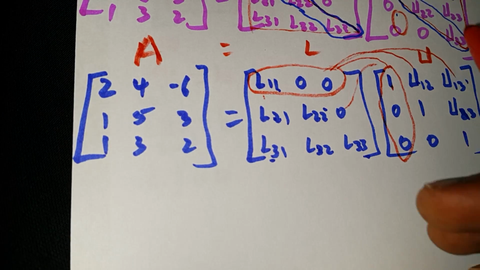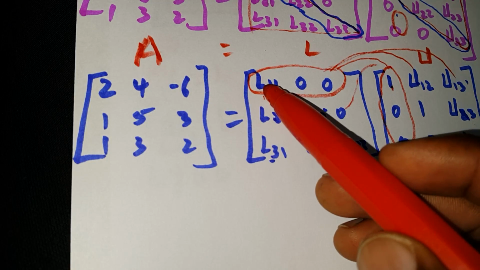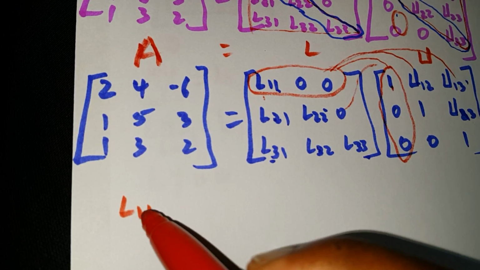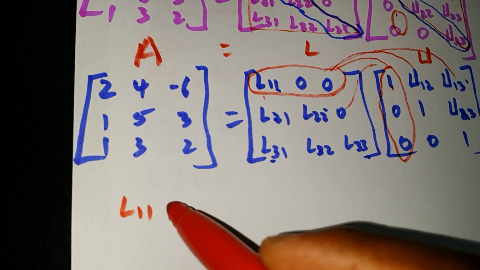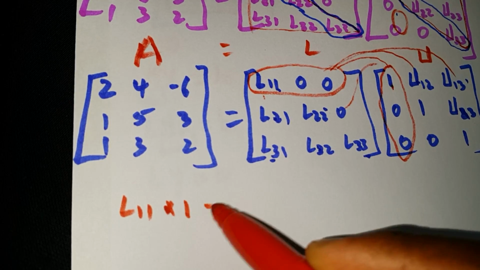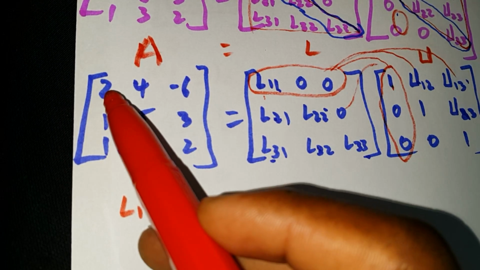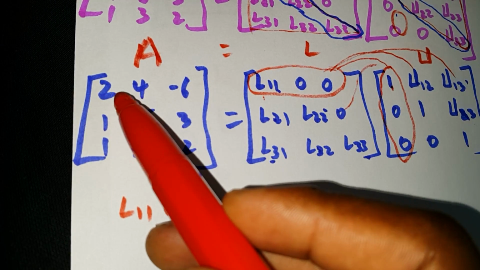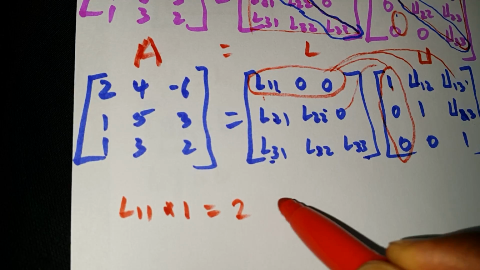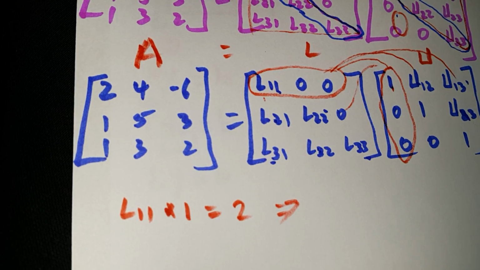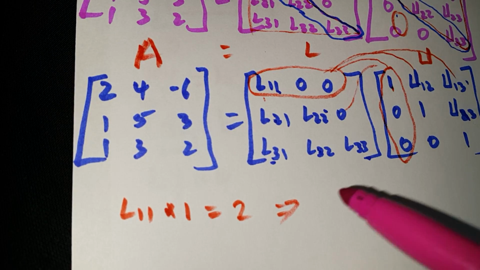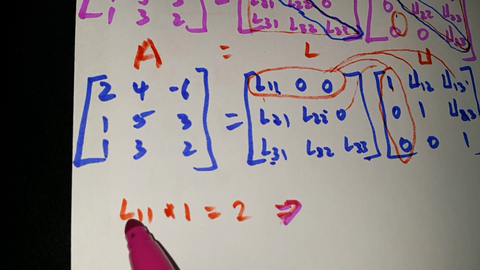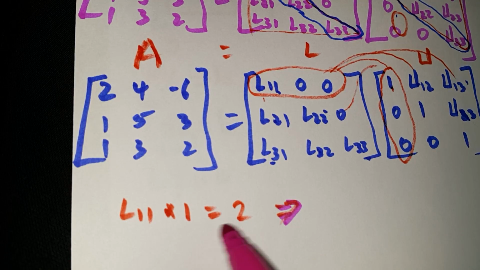Okay, so from here let's start. Our L11 multiplied by 1 times 1 here is equal to this 2. This times this is equal to this. Okay, so this is 2. And from here, let me use another pen. From here, we know that L11 now is equal to 2.